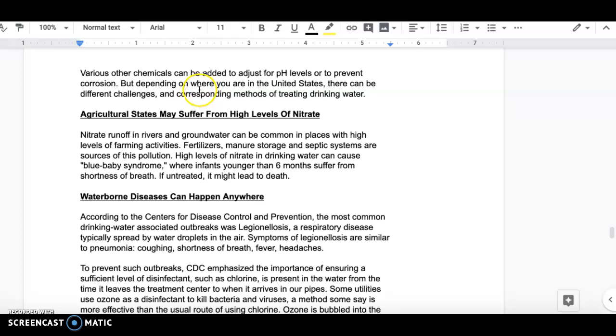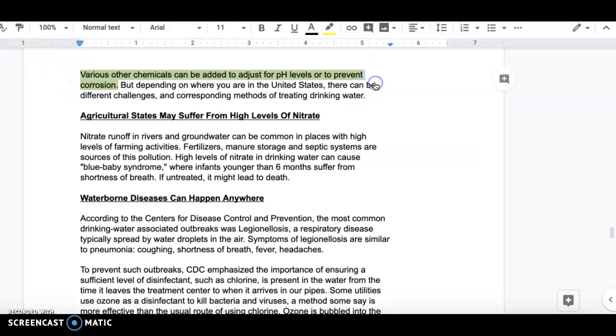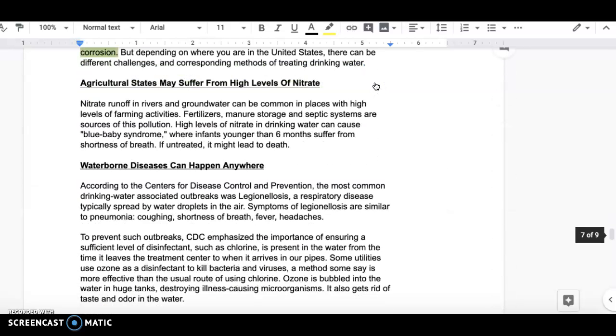But depending on where you are, let's highlight that actually. And depending on where you are in the US, there can be different challenges and corresponding methods of treating drinking water. Agricultural states may suffer from high levels of nitrate. Nitrate runoff in rivers and groundwater can be common in places with high levels of farming activities. Highlight that.